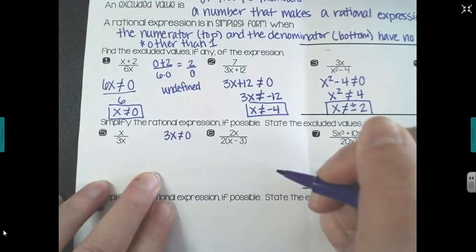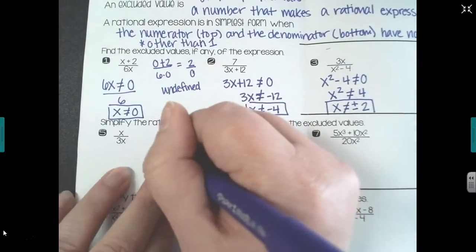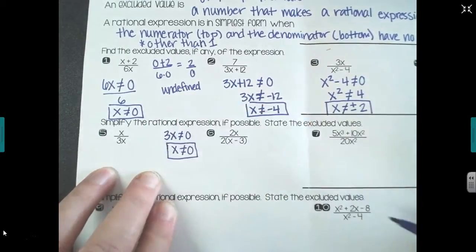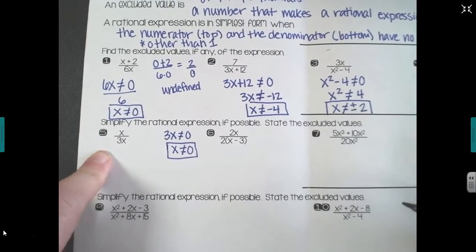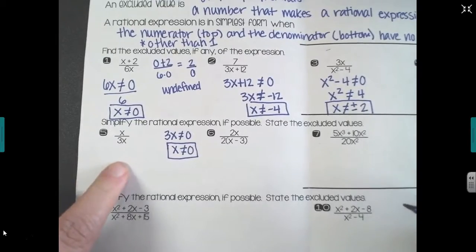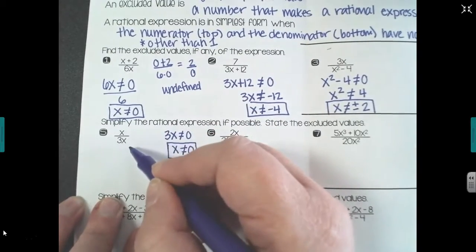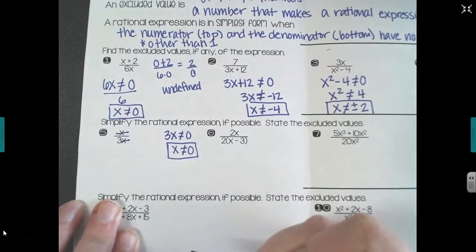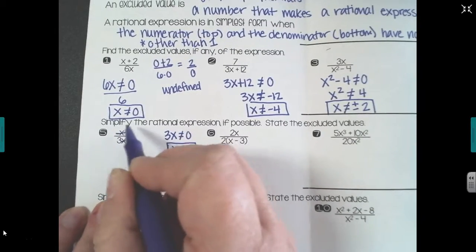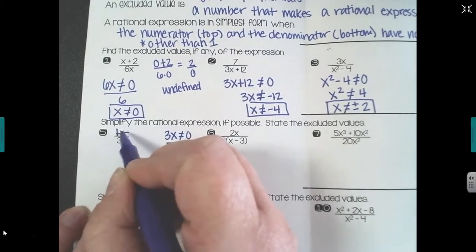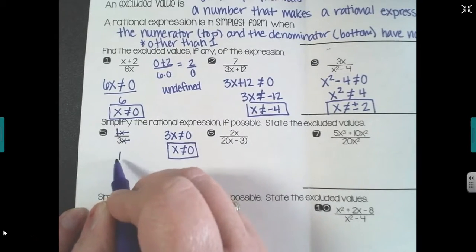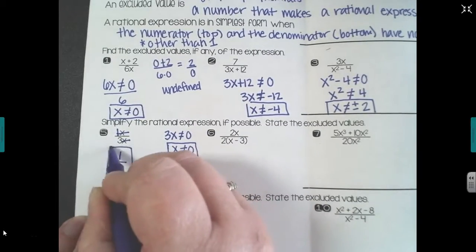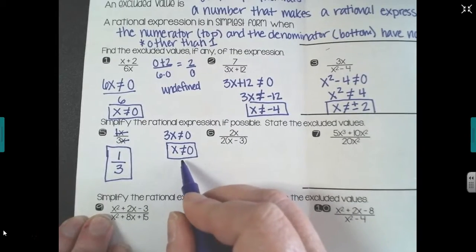3x cannot equal 0. Therefore, x cannot equal 0. That's the first part. Okay. The second part is we're going to look for the common factor. Well, if you look, both the numerator and denominator have an x. So we can cancel out those x's. And when we cancel out those x's, we have a 1 remaining on top. Because remember, this is like saying 1x over 3x. So we have a 1 left on the top and a 3 left on the bottom. So this simplifies to 1/3, where x cannot equal 0.